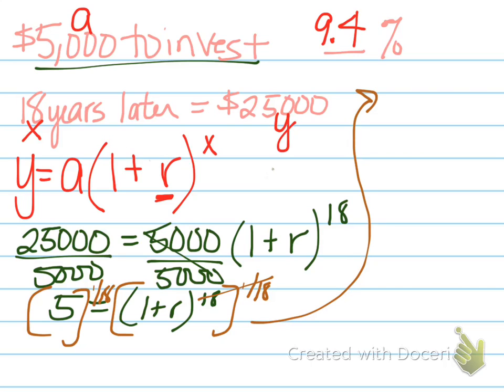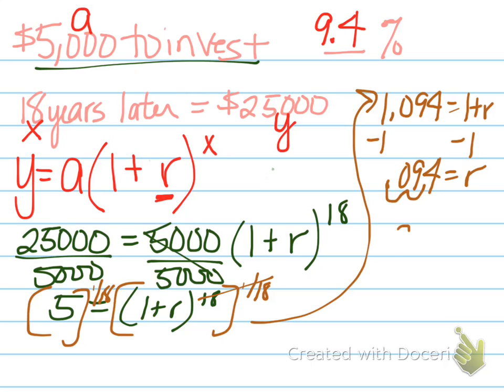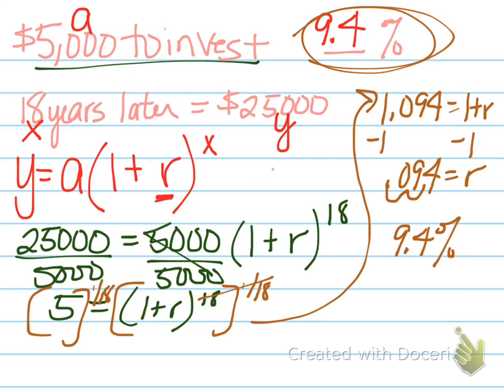And I'm going to put this up here. So 5 to the 1 over 18 power, I did that before, is 1.094, and that equals 1 plus r. Well, how do I solve for r? I subtract 1, which leaves me with 0.094 equals r. And because we need to change this to a percent, I move my decimal place 2 spots, and I get my 9.4%, which is what I found using the first way.